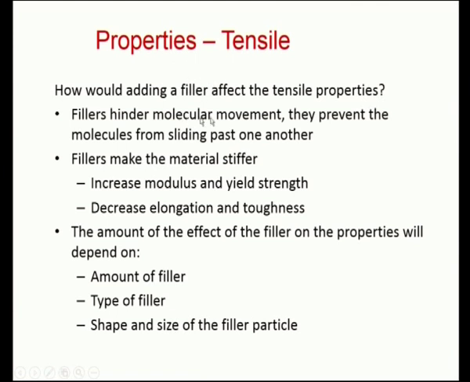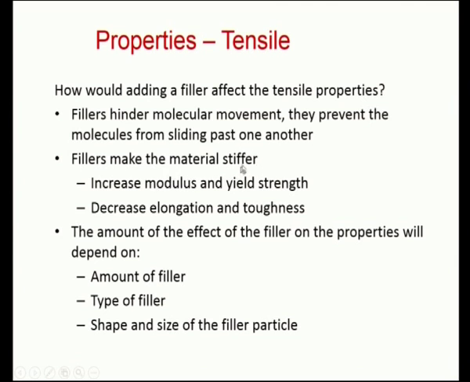So all these are because of the type of filler that is added while it is extruded in a blow molding machine. Now what happens when you add a filler to a plastic material when it is processed? These fillers will hinder the molecular movement and thereby will prevent the molecules from sliding past one another. So this actually puts a brake on the movement of the chains from one chain to another. So these fillers will make the materials stiffer.